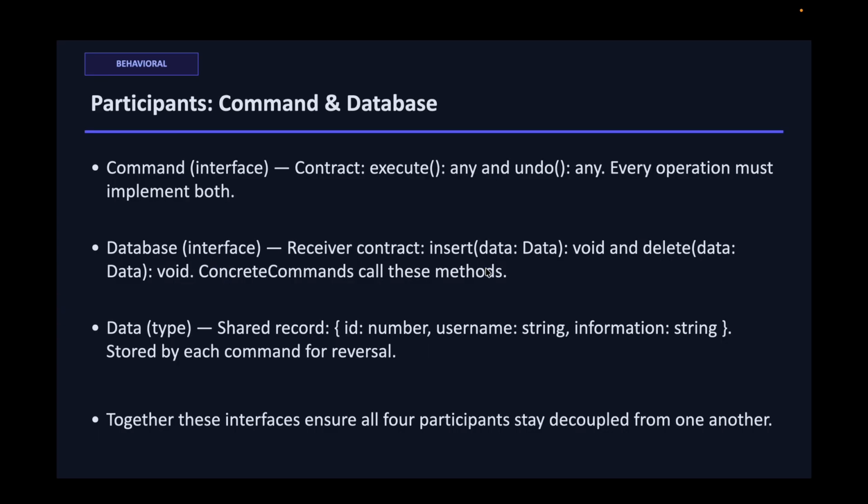The first one we'll talk about is the command and database participants here. So in this specific repo, we have first the command interface. This is the backbone of the whole operation. It declares exactly two methods, the execute and also the undo. The execute will return something, and the undo will return something as well. That's the entire contract. Any operation that wants to participate in the undo mechanism must implement both.